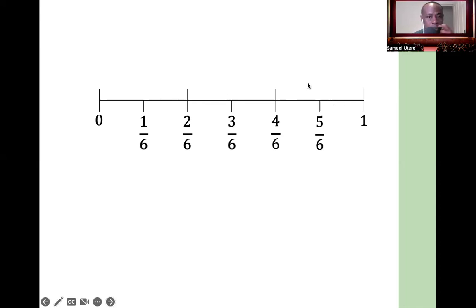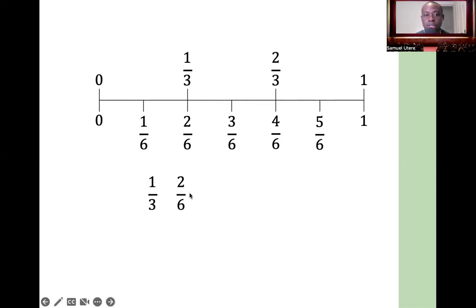Now, but we still have between 0 and 1. So it means we can represent thirds on top of the number line. Yeah, on top of the number line. So we can have 1/3, 2/3, and then 1. Now, notice something. 1/3 is on the same part as 2/6. So they are called equivalent fractions.